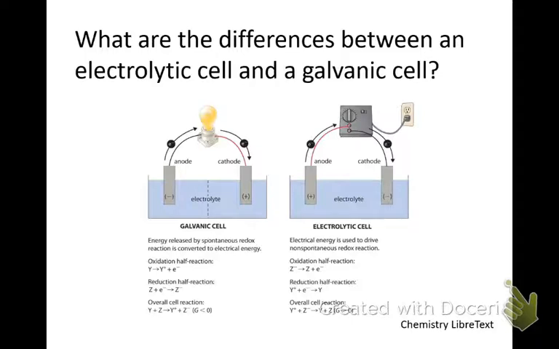Oxidation here still occurs at the anode, and reduction still occurs at the cathode. However, we notice that the anode is now the positive electrode and the cathode is the negative electrode.